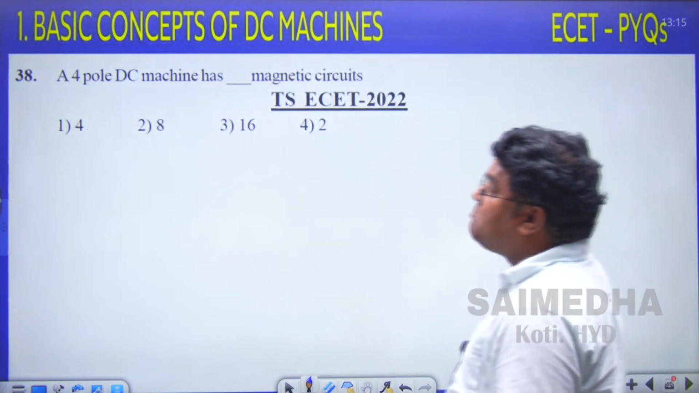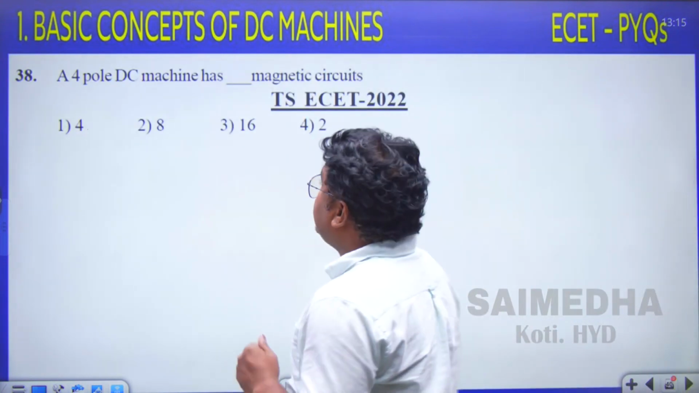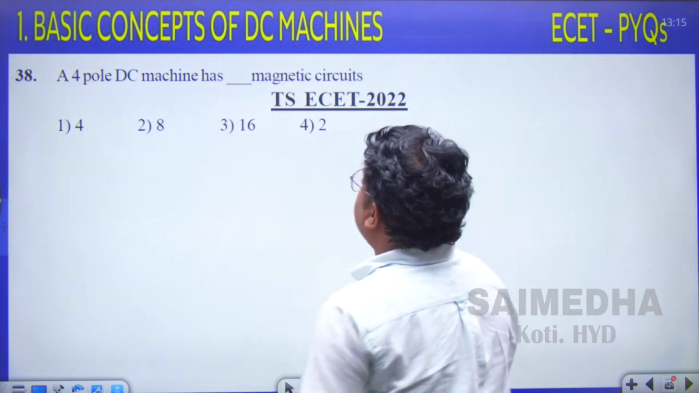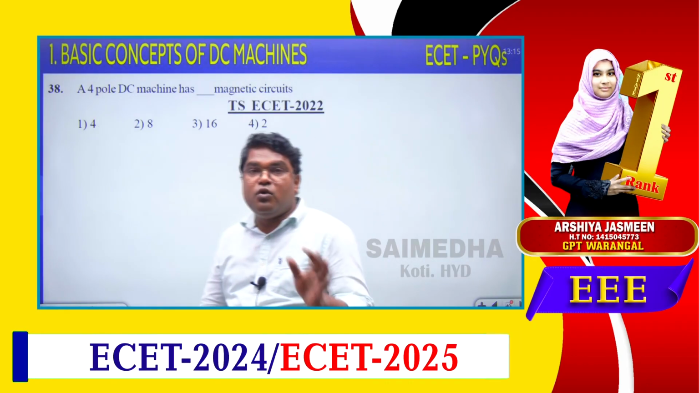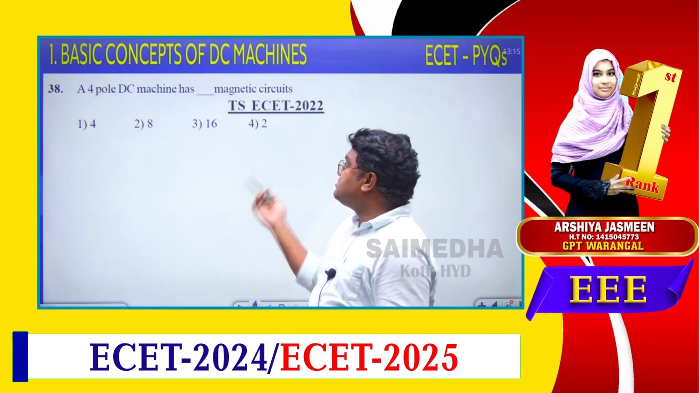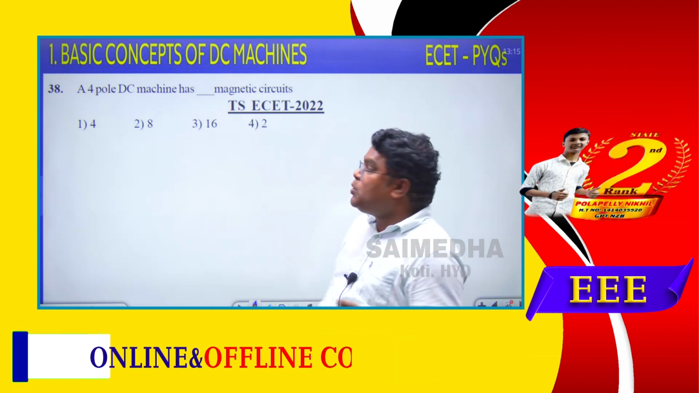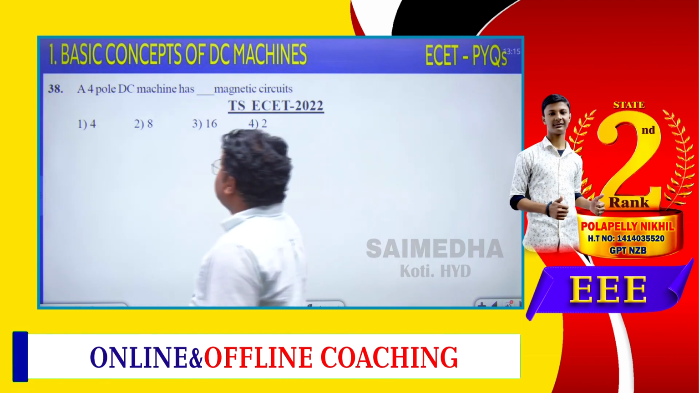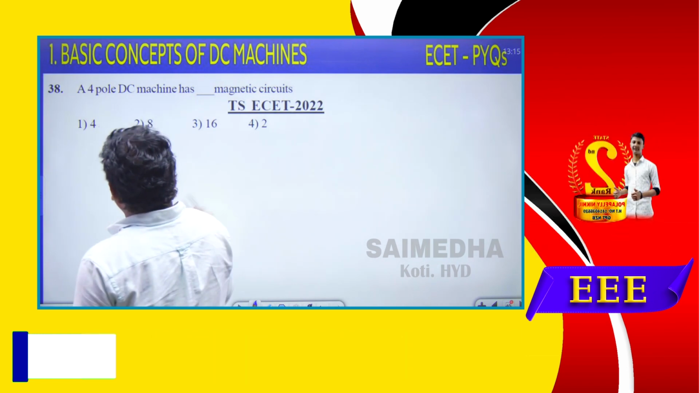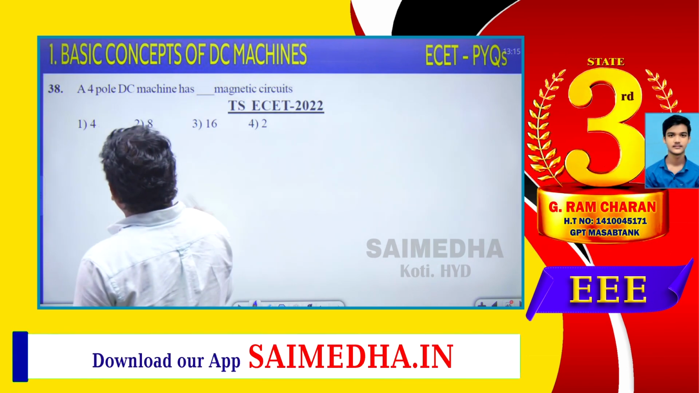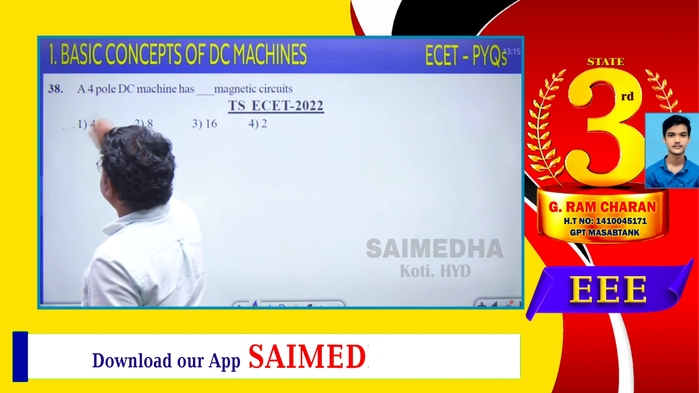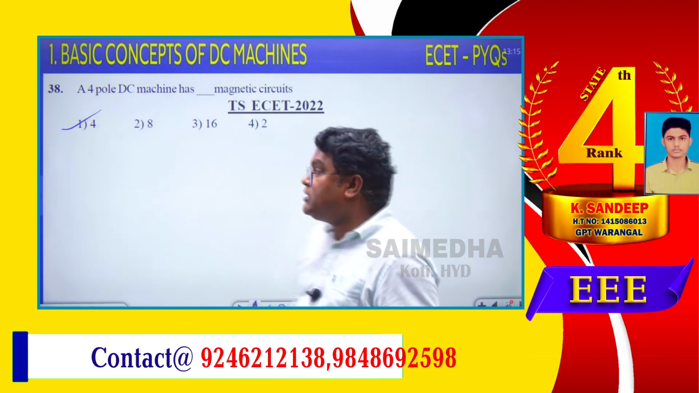And next one, question number 38. A 4-pole DC machine has dash magnetic circuit. Option 1 is 4, option 2 is 8, option 3 is 16 and option 4 is 2. So a 4-pole DC machine has dash. Option 1 is correct for this question.